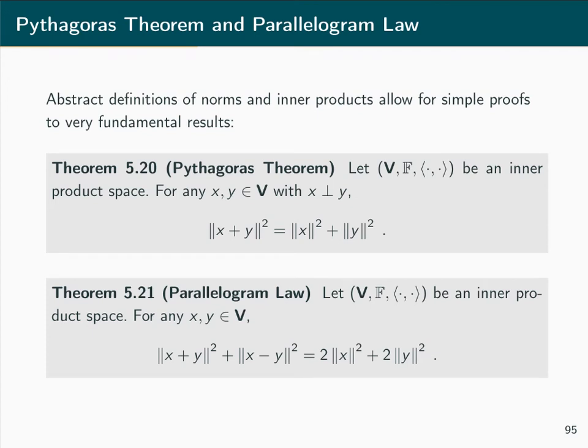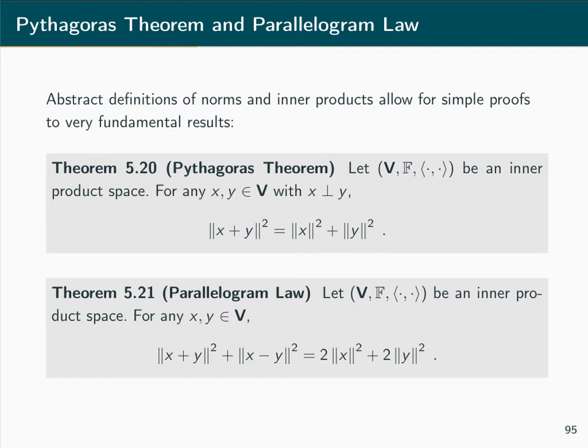In a similar way, we can show Theorem 521, which is the Parallelogram law. So again, let V be an inner product space. Then for any vectors x and y, which now don't have to be orthogonal, we have that the norm of x plus y squared plus the norm of x minus y squared equals 2 times the norm of x squared plus 2 times the norm of y squared. The proof is part of the next homework sheet.